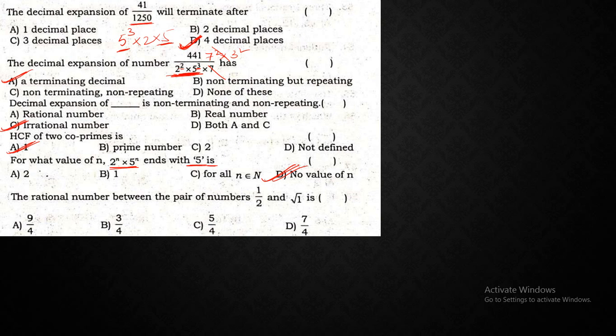The rational number between the pair 1 by 2 and 1 is nothing but 3 by 4. Between half and 1, 7 by 4 crosses 1, 5 by 4 also crosses 1, and 3 by 4 is 0.75. The 9 by 4 also crosses 1, right? So the only possibility is 0.75. The remaining values are all crossing 1, and this one is crossing 2, two point something. So the only possibility is option B.